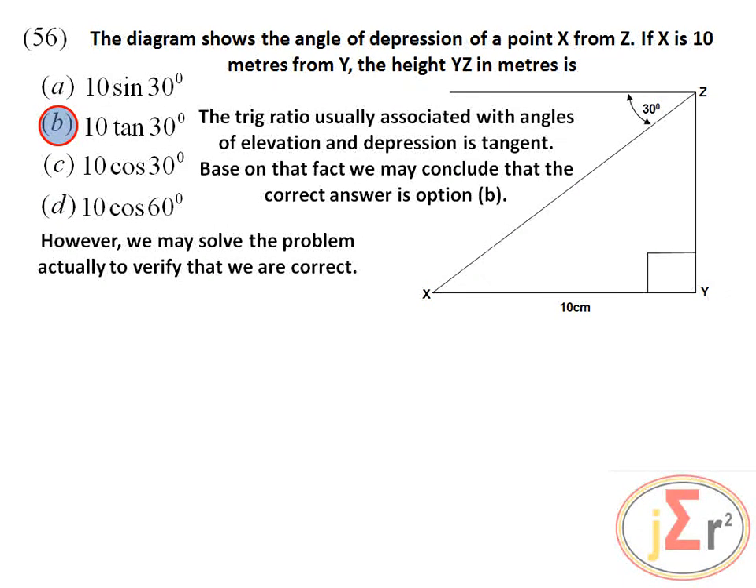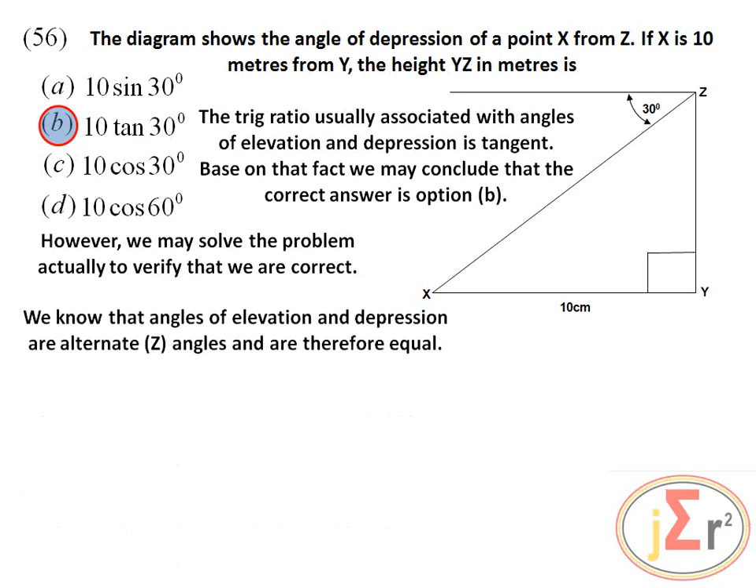However, we may solve the problem to verify that we are correct. We know that angles of elevation and depression are alternate angles and are therefore equal. We usually call them Z angles. So we have the angle of depression given here. From here, we have an angle of elevation. These two are equal because they are alternate angles, or Z angles. That angle is 30 degrees also.